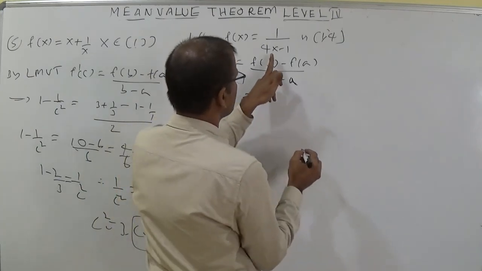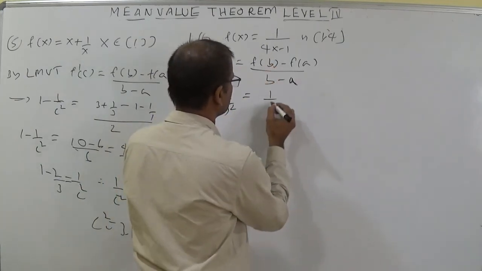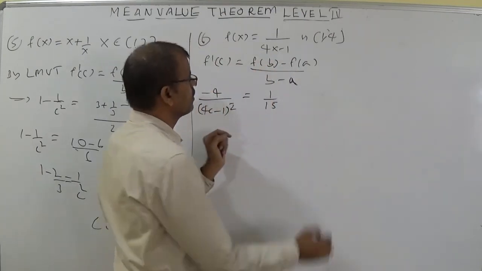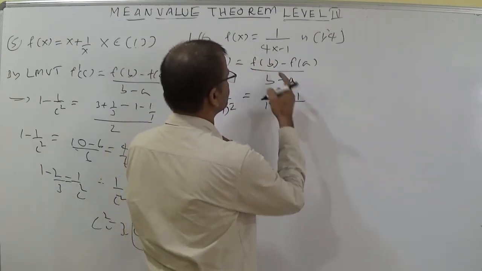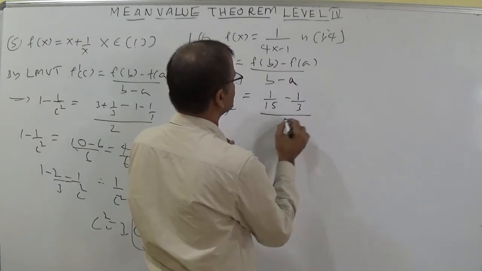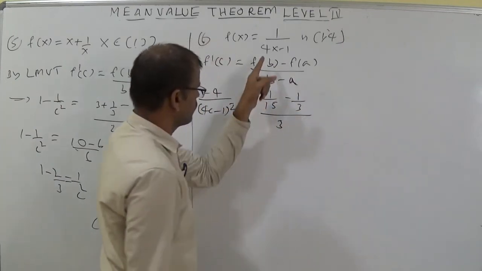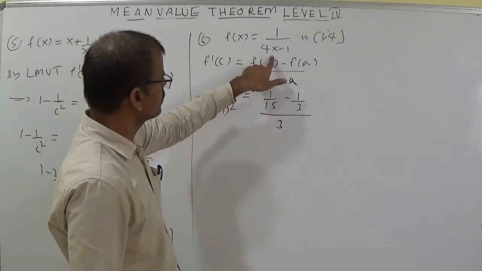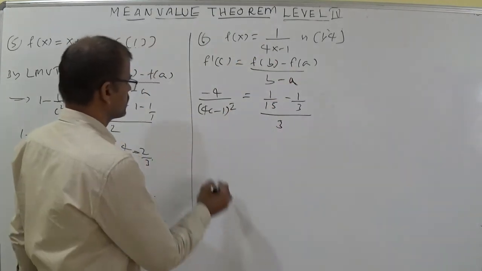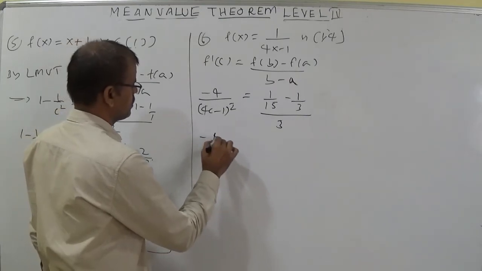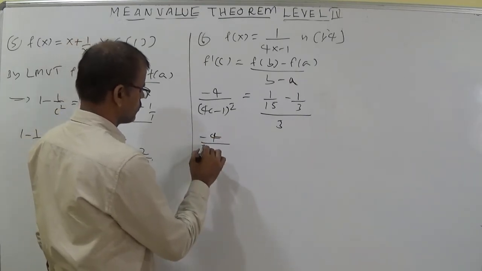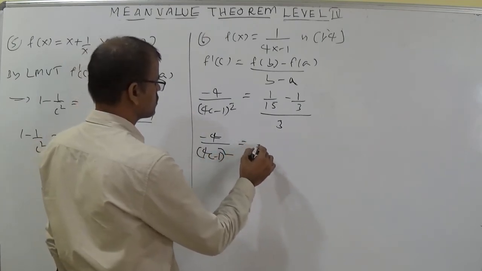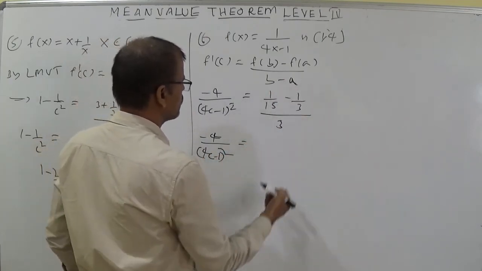And by 4c minus 1 whole square, f of b. Take care students. 1 by 4 into 4 minus 1, this is 1 by 15, instead of x we substitute 4, minus 1 by 4 minus 1, which is 1 by 3, whole by 3. Here 1 by 4x minus 1 means 1 by 4 into 4 minus 1, that is 1 by 15, and 1 by 4 into 1 minus 1 is 1 by 3. Next, minus 4 by 4c minus 1 whole square is equal to the difference.